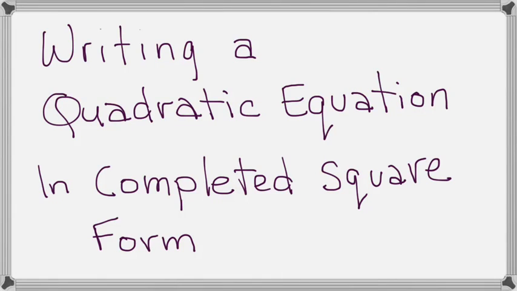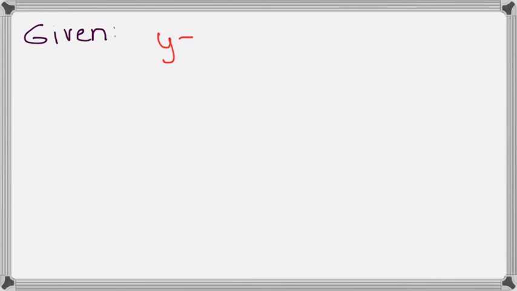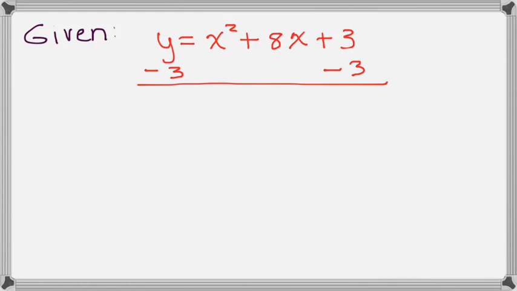So let's see how we can use this new skill to write a quadratic equation in completed square form. We're given this equation, y = x squared plus 8x plus 3. But what do we notice? The 3 is not the right constant to complete the square of x squared plus 8x. So we're going to subtract the 3 from both sides of the equation to get it out of the way. And now we have y minus 3 on the left is equal to x squared plus 8x.